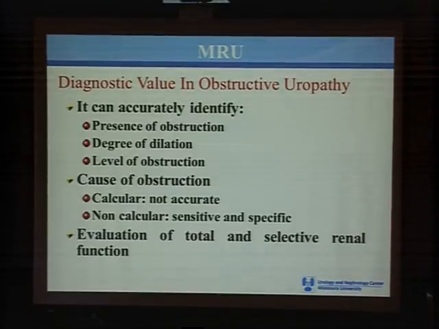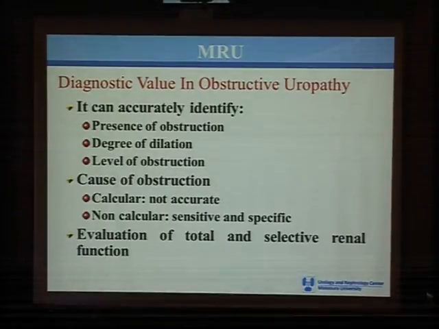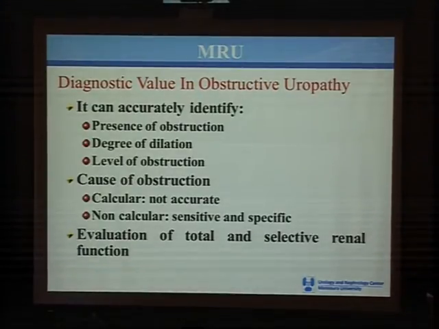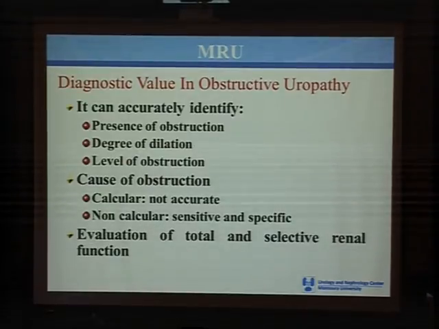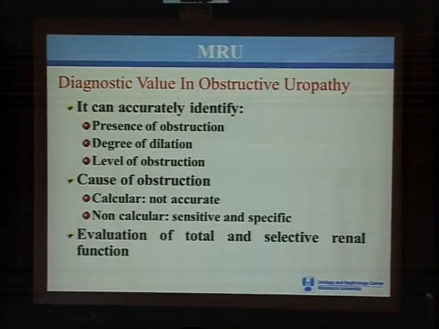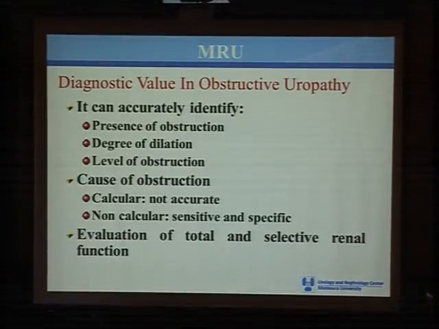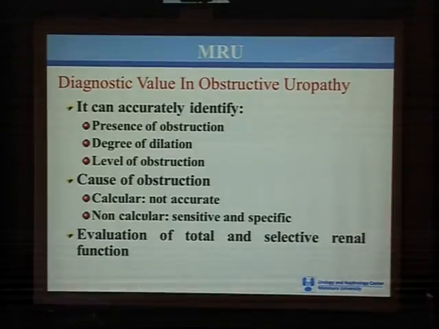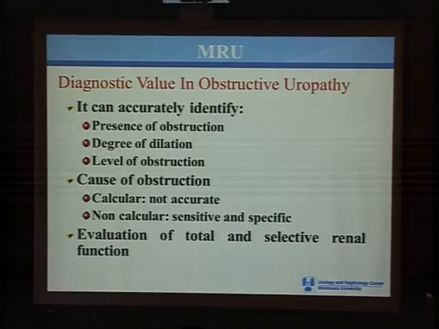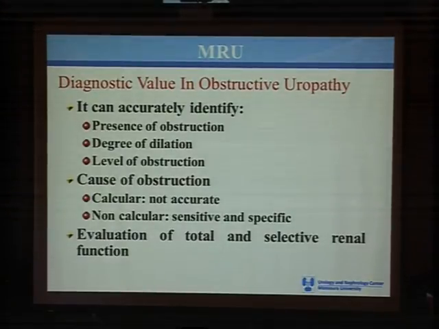So this is the diagnostic value of MRU in obstructive uropathy. It can accurately identify the presence of obstruction, degree of obstruction, and level of obstruction. However, for the diagnosis of the cause of obstruction, if the cause is stones, it is not accurate. It cannot see stones accurately. But if the cause of obstruction is due to causes other than stones, it is accurate in diagnosis of non-calculous obstruction. Also, it could be used for evaluation of the total and the selective renal function.